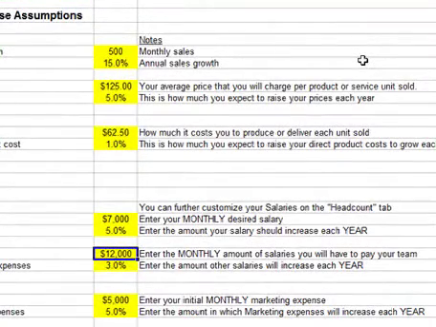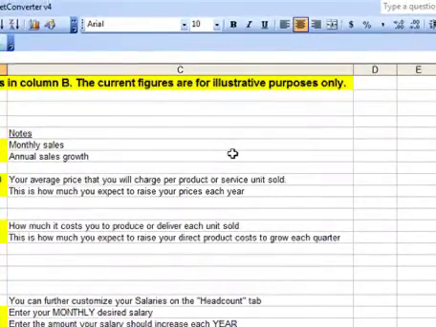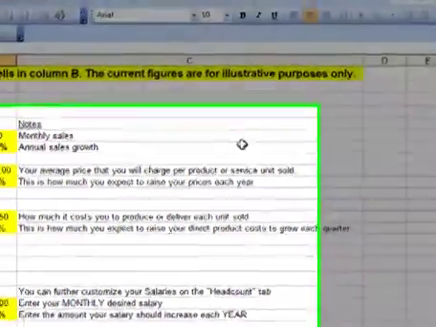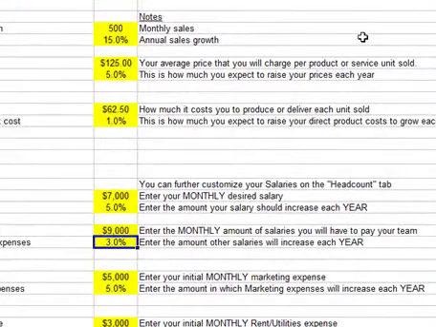Other salaries, this is my staff. Now, once again, we're going to give you the opportunity to further customize this in the full assumptions and in the headcount tabs. But for now, you may have a relatively simple business that says, hey, listen, I have 3 people working for me. I'm going to pay them each $3,000 a month. So in total, my other salaries are going to be $9,000 a month. And they'll increase, let's say, by 3% per year. Marketing expense, I'm going to enter my initial monthly marketing expense.